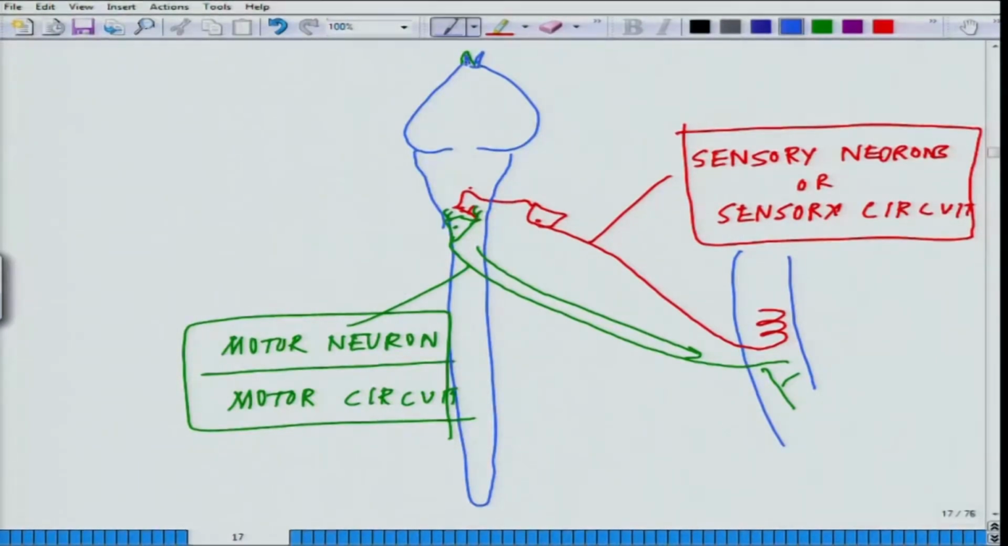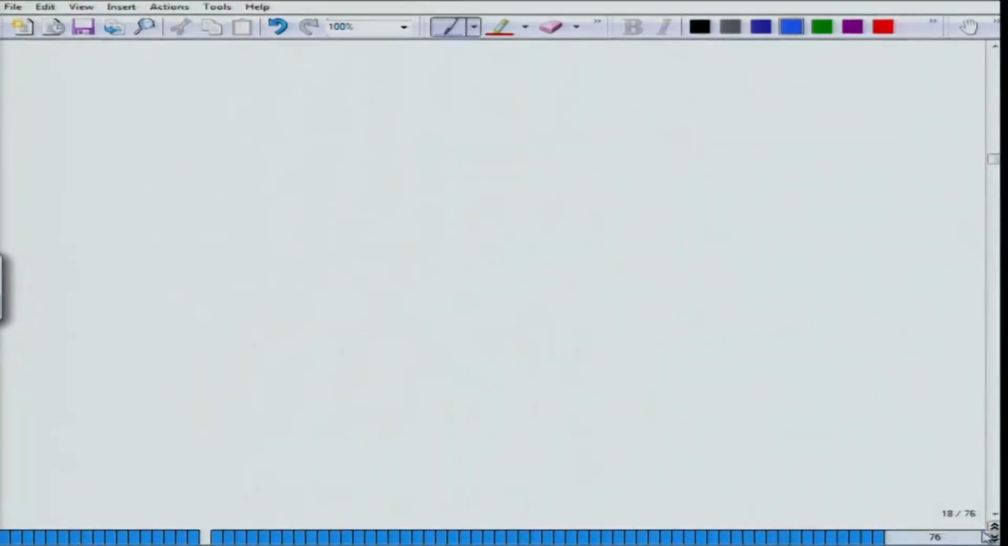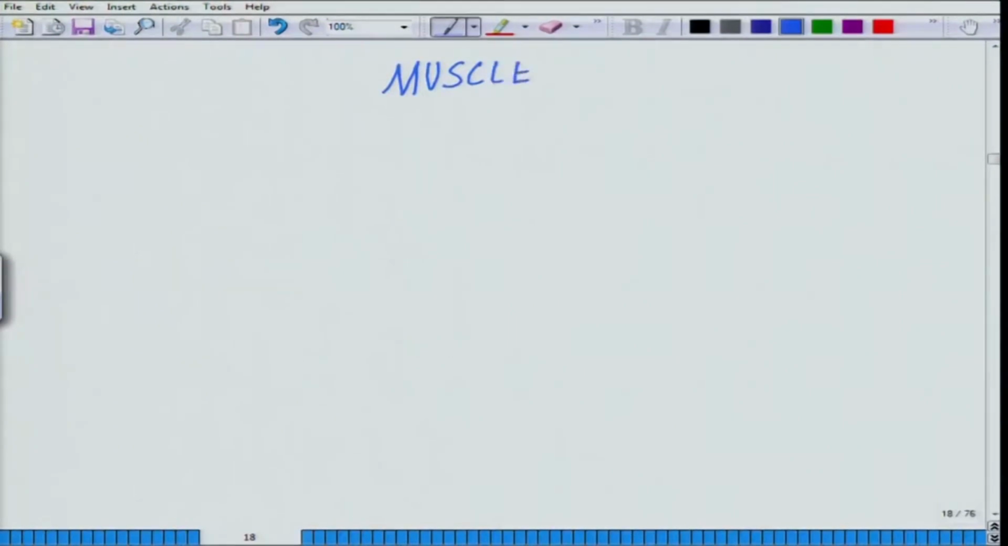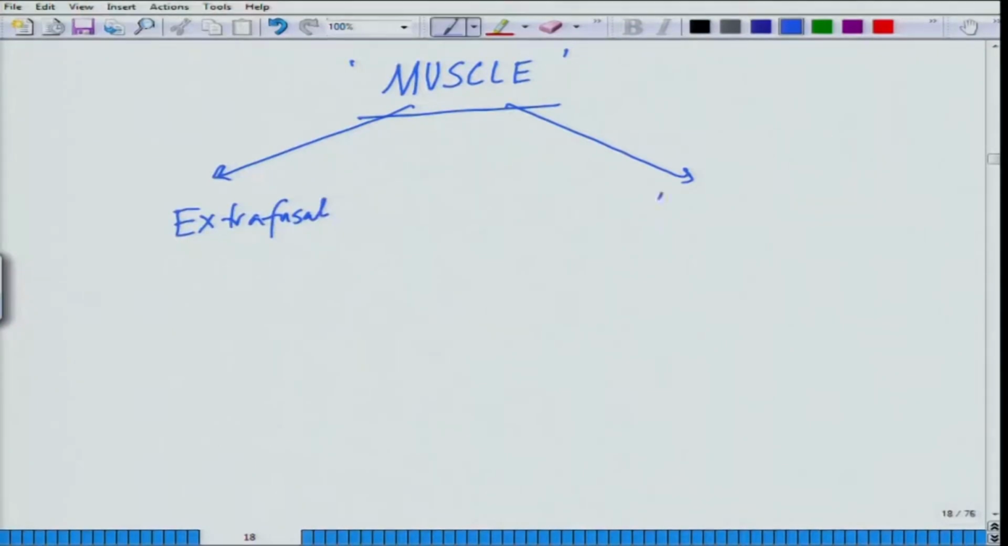Now, we have not talked about what the components in the muscle are. So, now we will talk about two kinds of muscles. I am taking a detour of the muscle, then again I will come back to the circuit. Without explaining the muscle, nothing will make sense here. So, muscles can be broadly classified into two groups. One is called extrafusal muscle, the other one is called intrafusal muscle.